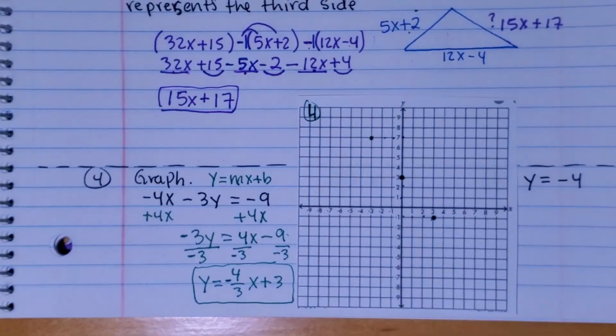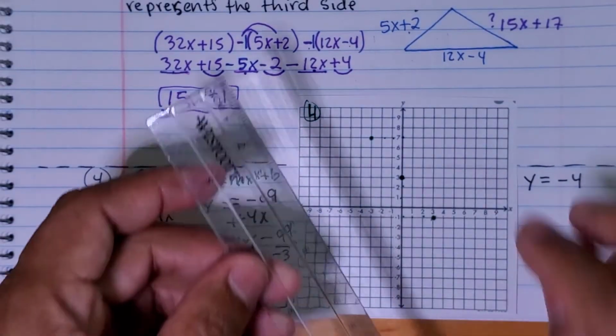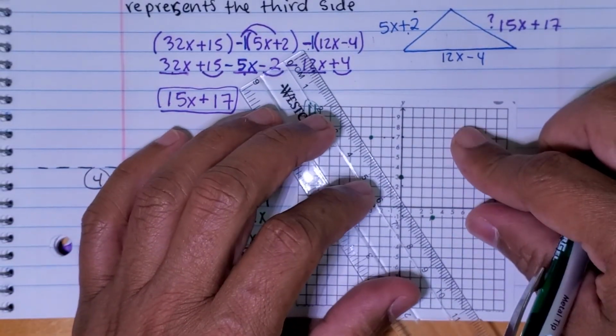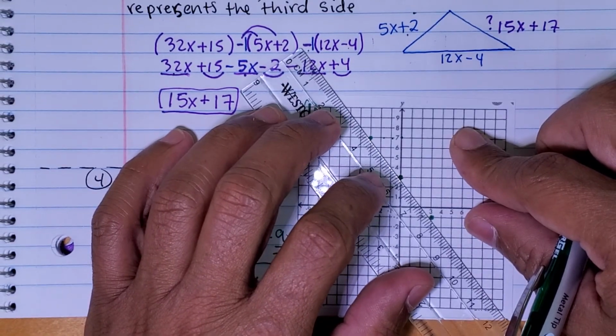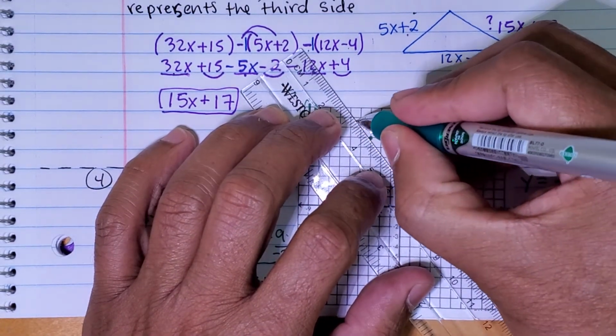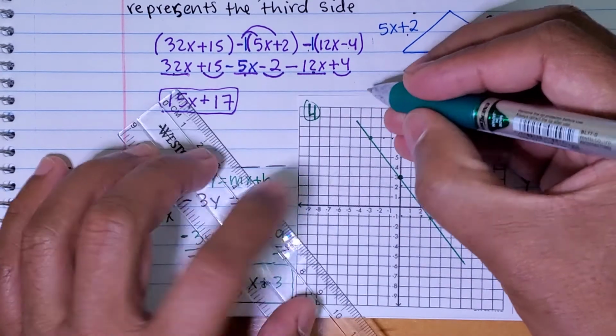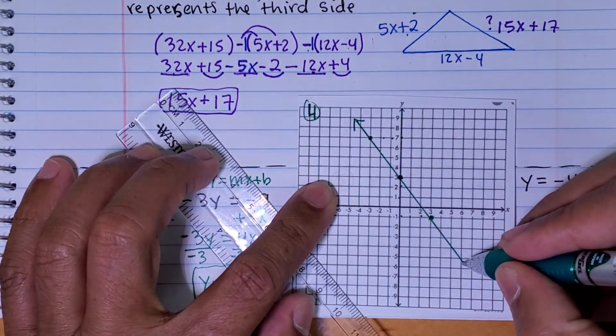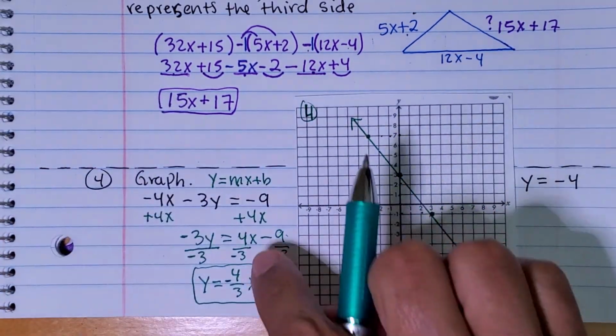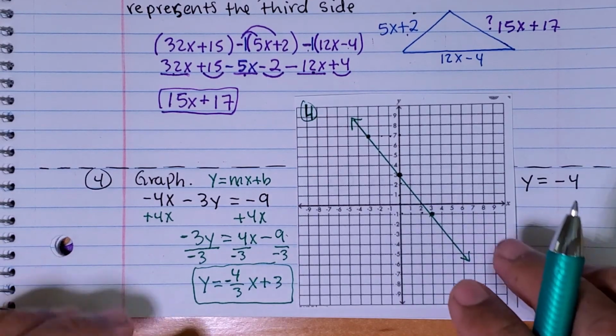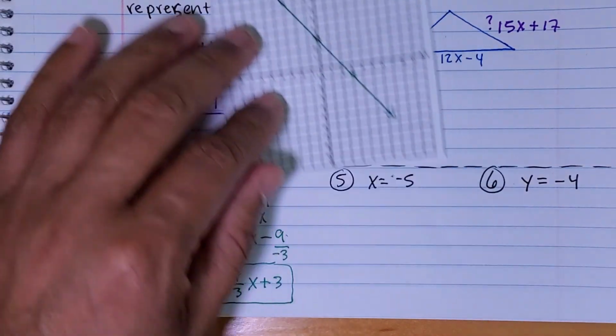Now I'm going to get my ruler or a straight edge to help me sketch the line. Then I connect the points, and this is the line that represents the equation we're given here. So there is number 4. Let's go on to number 5.